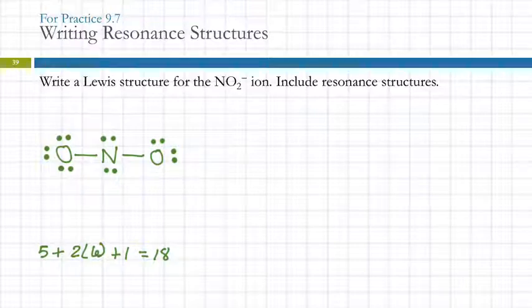So we don't have enough. So nitrogen has an octet, this oxygen has an octet. We're going to take one of these lone pairs and share it with this deficient oxygen. Now everyone has an octet. It's an ion, so we're going to put brackets around it and put the charge on the outside. So that's a Lewis structure for nitrite.